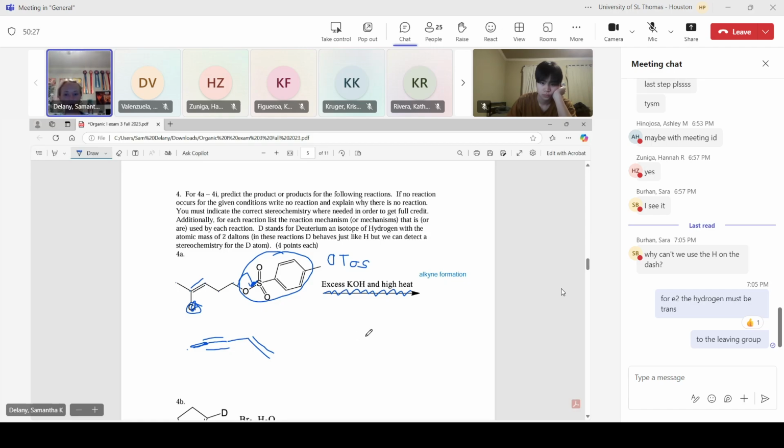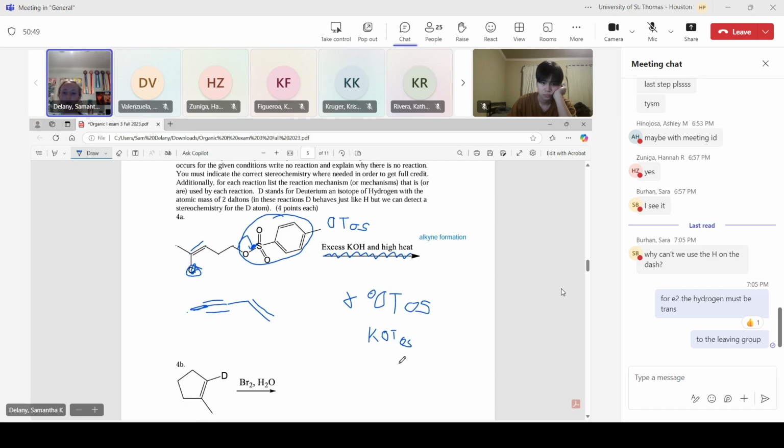Don't forget to write your excess product. We know we have OTs minus, or you could call it K-OTs because it's paired with a positive potassium. My handwriting gets worse and worse. She does like it when you have the tosylate product because that is a big product hanging around in solution, even though it's just a byproduct, and this is the main organic product that you will be making.